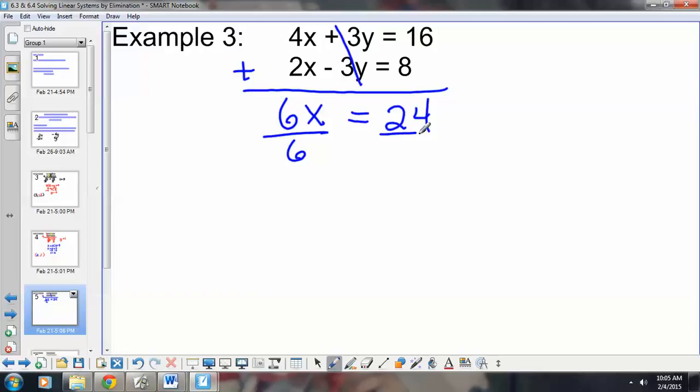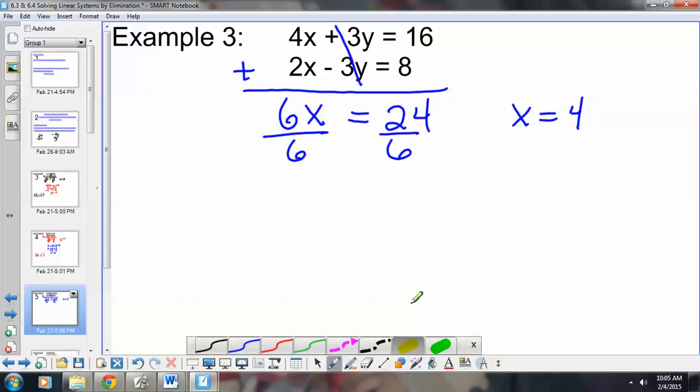So divide both sides by 6, x is equal to 4. So now substitute back in to find y. I'm going to put 4 either into the first equation or the second equation. Let's use the first equation.